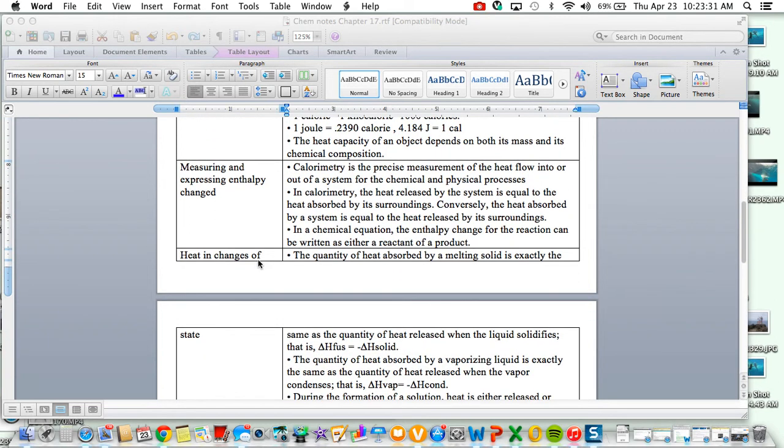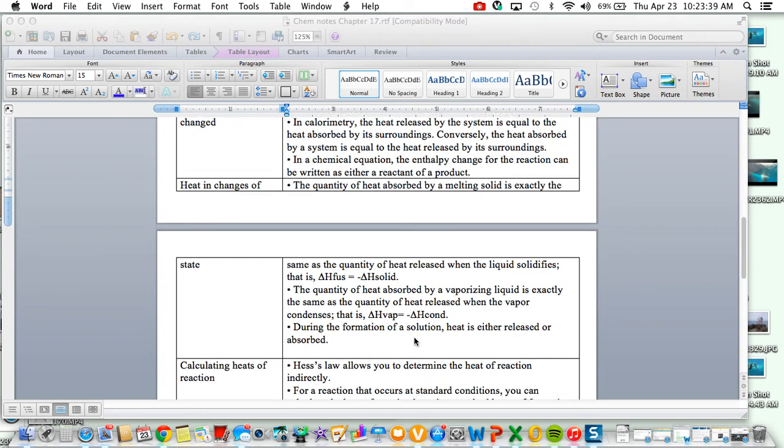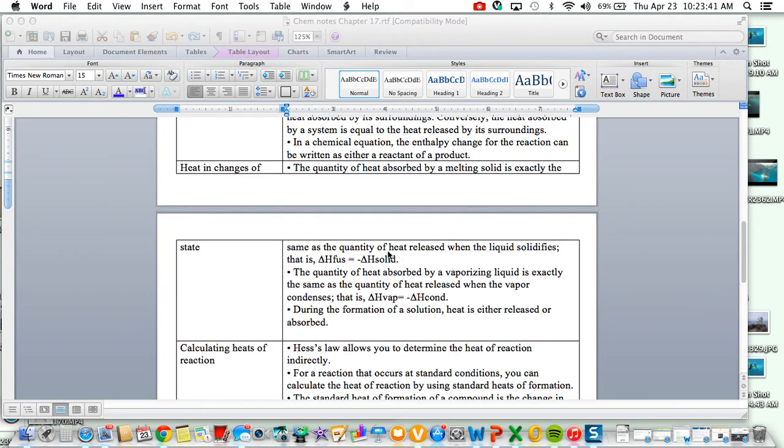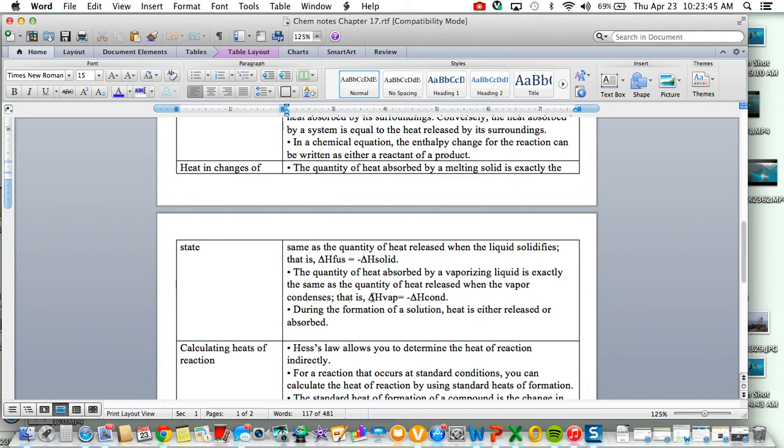And so, how you would write this if you're talking about how much heat is released is you'd use the delta, like solid, or right here, those two, or you could use the delta, like vapor, or those two.